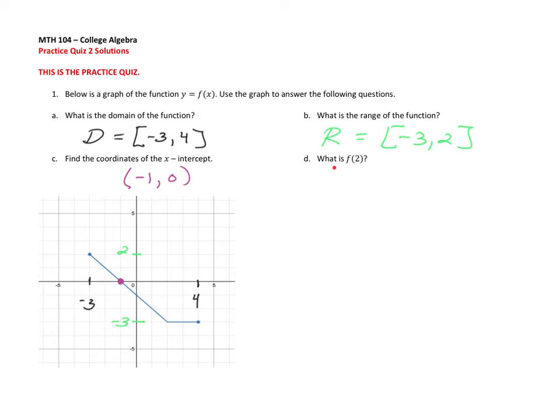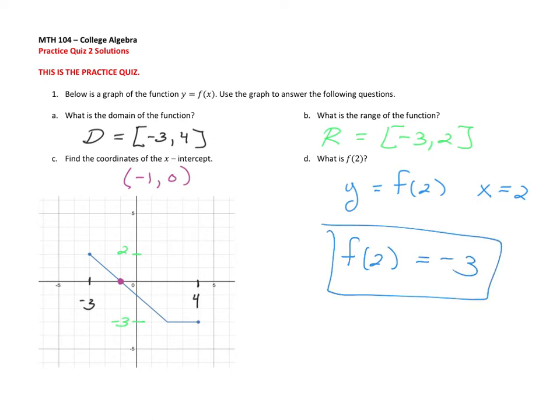And the last thing here is, what's f of 2? So what f of 2 means is, what is the y value when you put 2 in place of x? So if you look at the graph, here is x is equal to 2, and the corresponding y value is -3. What all of this means is that f of 2 is equal to -3, and that is the answer for part D.